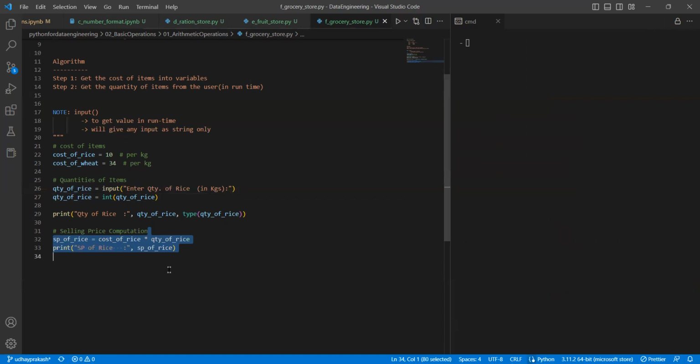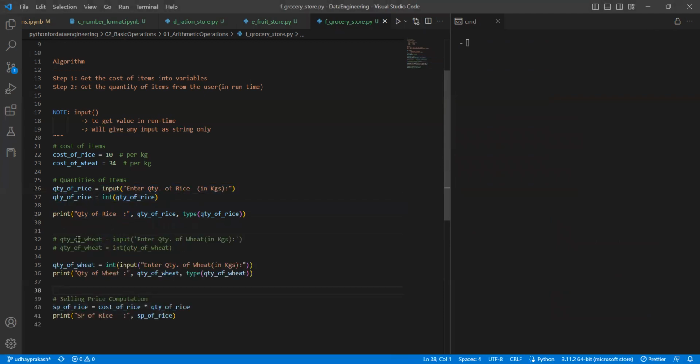Sure. Next, after the selling price, in the same fashion, we can do the selling price of the others. Instead of writing these things in 2 lines, getting the quantity and then again converting it in 2 lines, we can also do it in one shot. One shot means what? int of input, so the function result of input will go to int and then come. So like that also.